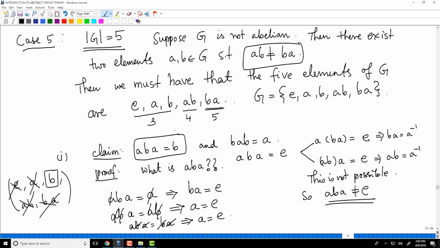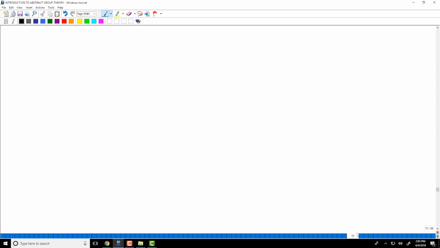And exactly the same proof gives me BAB equals A. I have to systematically eliminate all possibilities. It can't be E, it can't be B, it can't be AB and it can't be BA. So, let me not prove that, because it is very similar to this. So, I have shown that ABA equals B, BAB equals A. Next I will claim that.